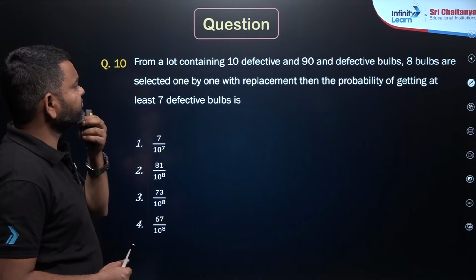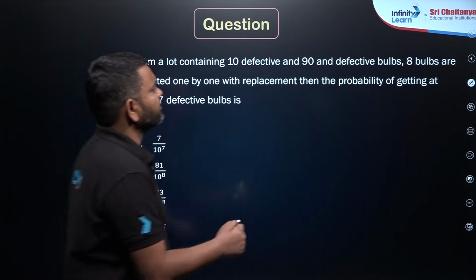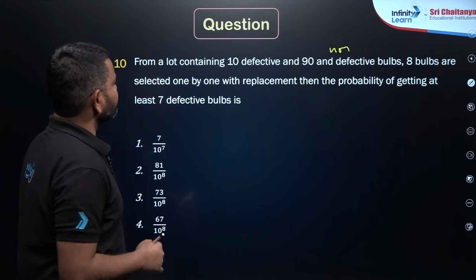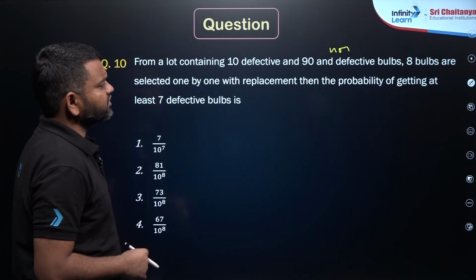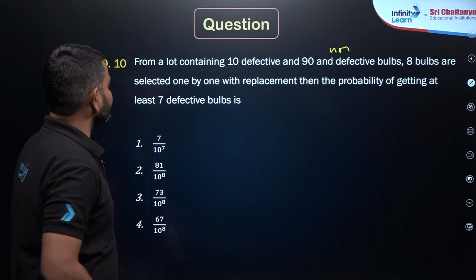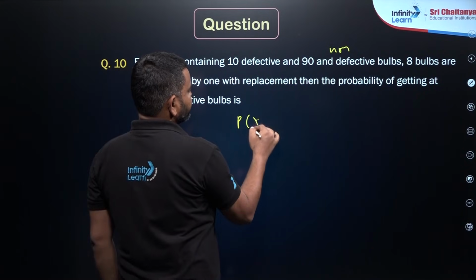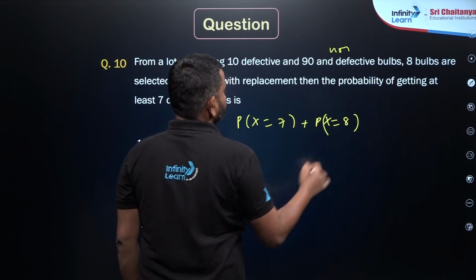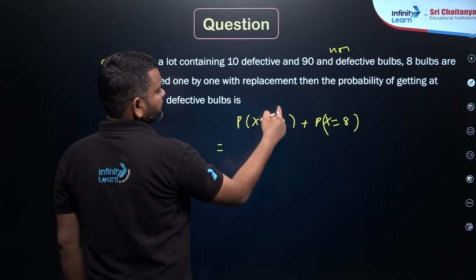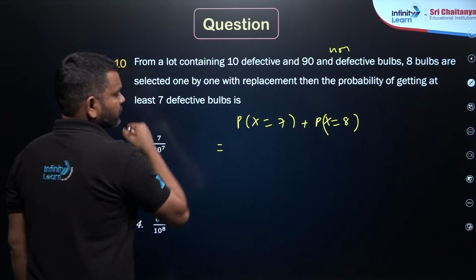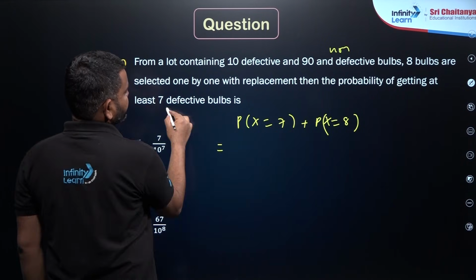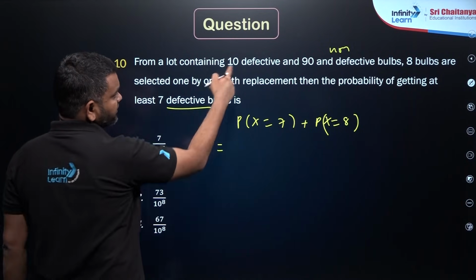From a lot of 10 defective and 90 non-defective bulbs, 8 bulbs are selected one by one with replacement, then the probability of getting at least 7. So at least 7 means either it has to be 7 or it has to be equal to 8. So out of here 7 bulbs I'm going to select 7 defective bulbs out of 10.